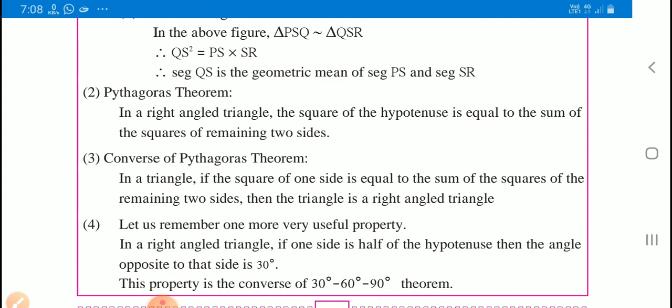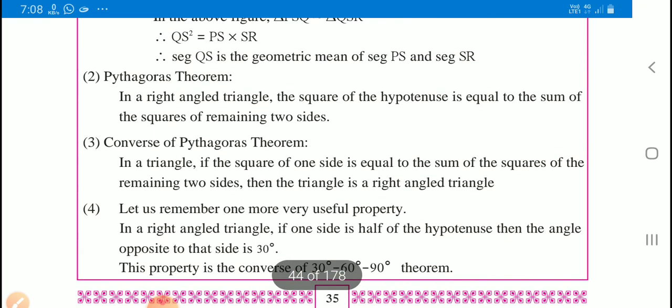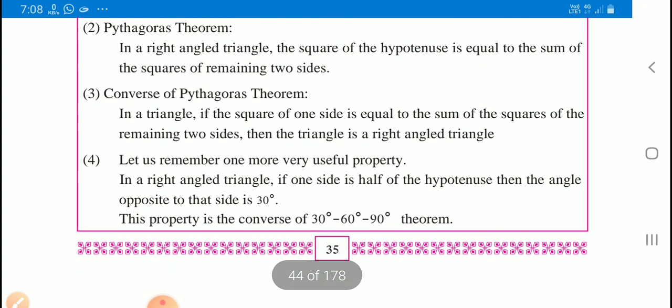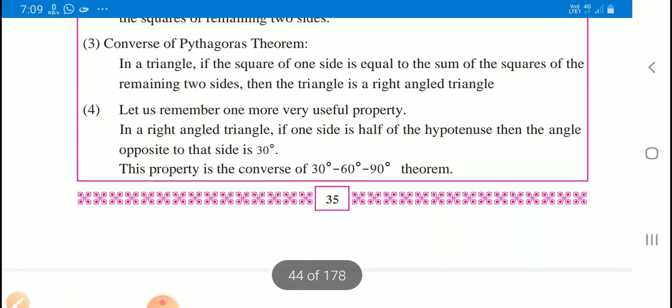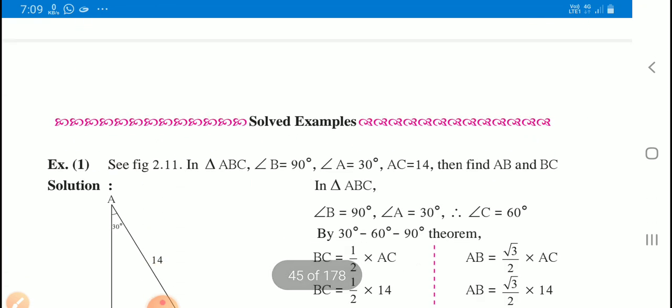So at least you should know this converse, that is, in a triangle if the square of one side is equal to the sum of the squares of the remaining two sides, then the triangle is a right angle triangle. We are using this property in Pythagorean triplet also. Let us remember one more very useful property: in a right angle triangle, if one side is half of the hypotenuse, then the angle opposite to that side is 30 degree. And if the side is root 3 by 2 of the hypotenuse, then the angle opposite to that side is 60 degree. This property is the converse of the 30-60-90 degree theorem.